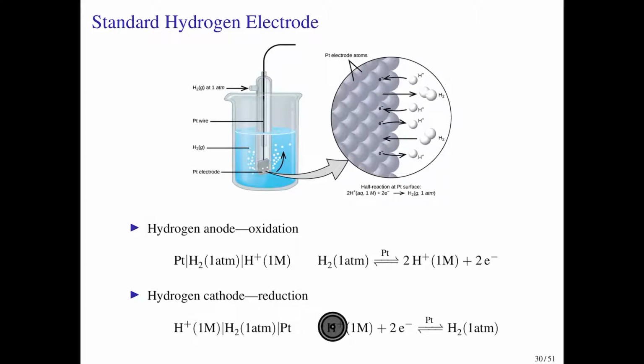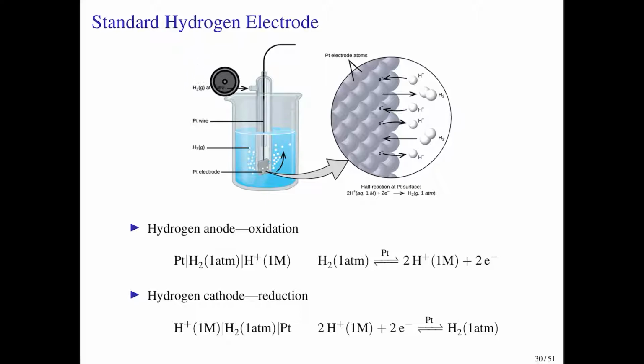Here I have a diagram illustrating how the hydrogen electrode works. It's called the standard hydrogen electrode because all other electrode potentials are measured relative to this one. So this is used to determine the electrode potentials for every other possible anode that you might have. It consists of a piece of platinum metal dipped into a solution containing an acid at 1 molar concentration.